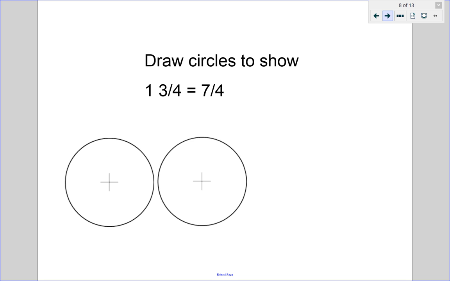All right, let's do it again. Draw circles to show 1 3/4 equals 7/4. So I'm going to show that 1 3/4 equals 7/4. So first I'm going to draw my lines.